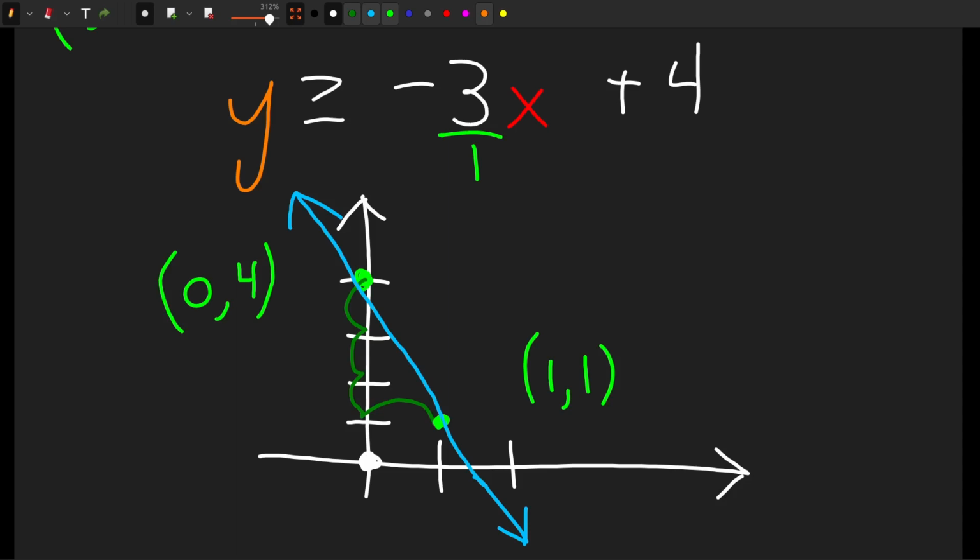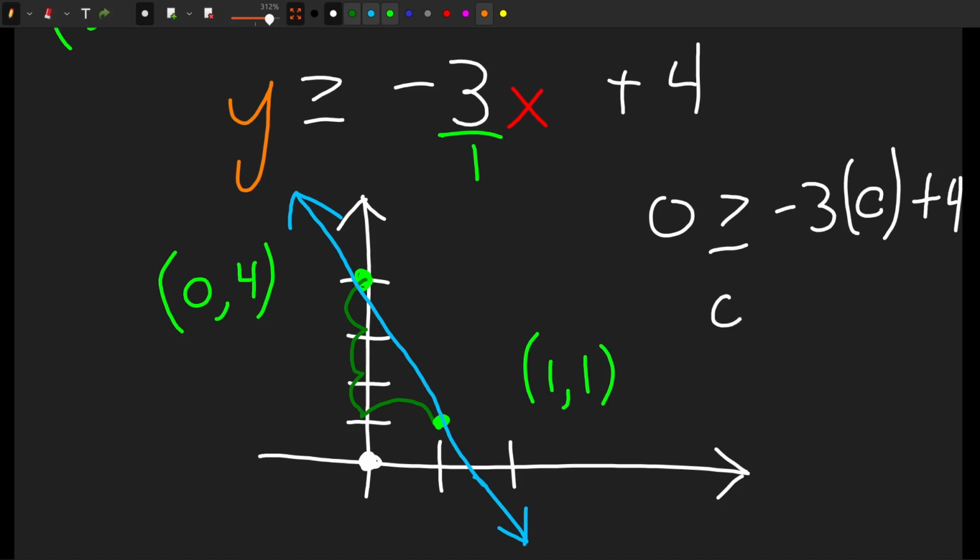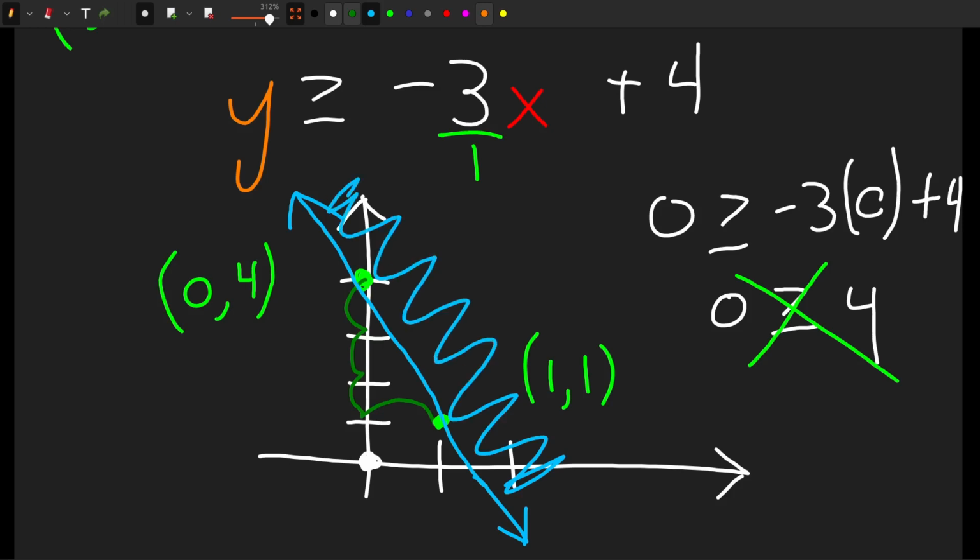And so with the origin, we say we have 0 is greater than or equal to negative 3 times 0 plus 4. And so in this case, we say 0 is greater than or equal to 4. Is that true? That's not true. And so since it's not true, that means we shade away from the origin. So that means any answer to the right of our line this time is a solution.